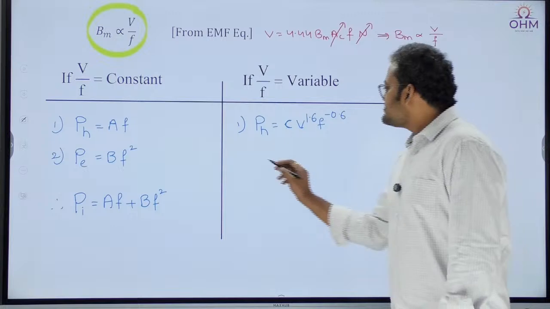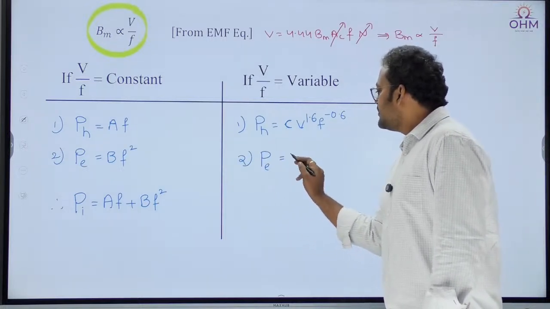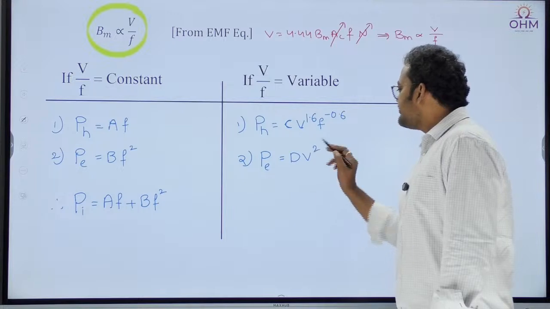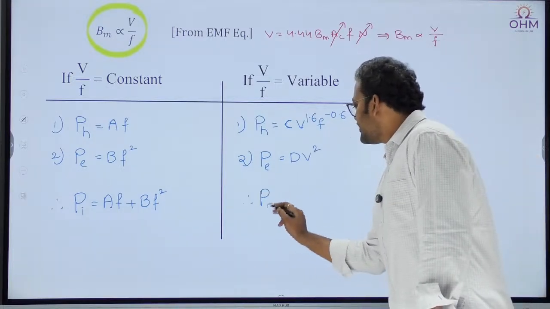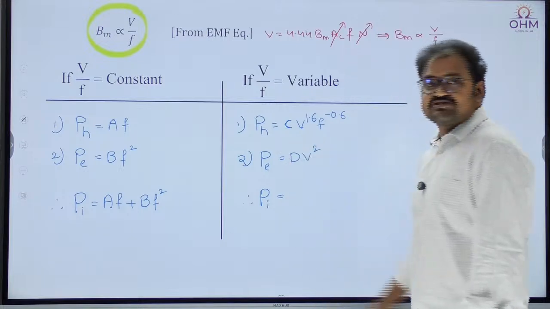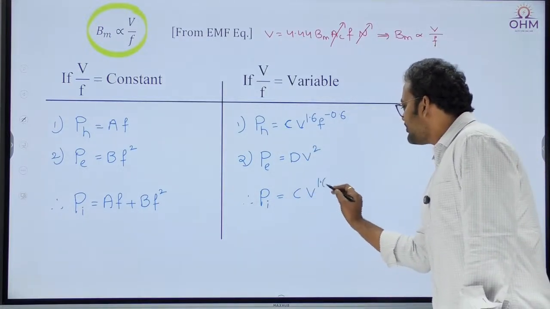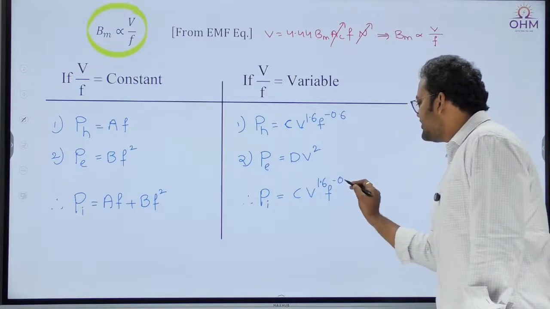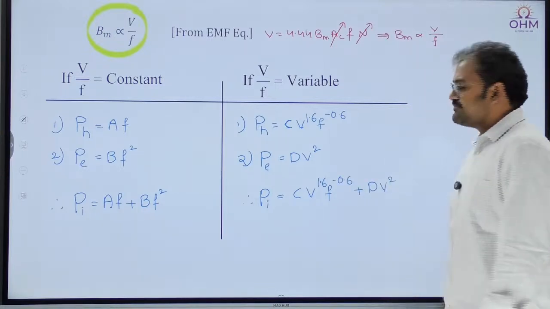V is voltage, F is frequency. And eddy current loss will be equal to D into V square. Therefore, what is the total iron loss? The total iron loss is the sum of hysteresis and eddy current loss. Therefore, C into V power 1.6 into F power minus 0.6, plus eddy current loss D into V square.